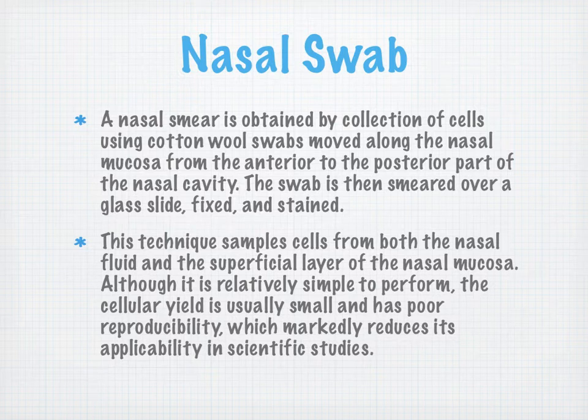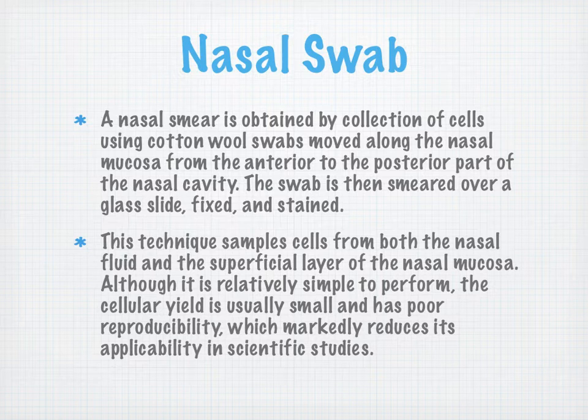So what's a nasal swab? Well, you can read that, how a nasal swab is collected. A nasal smear is obtained by collecting cells using a cotton wool swab, and it talks about how you move it along the nasal mucosa from the anterior to the posterior part and then smear it and fix it and stain it on a glass slide.